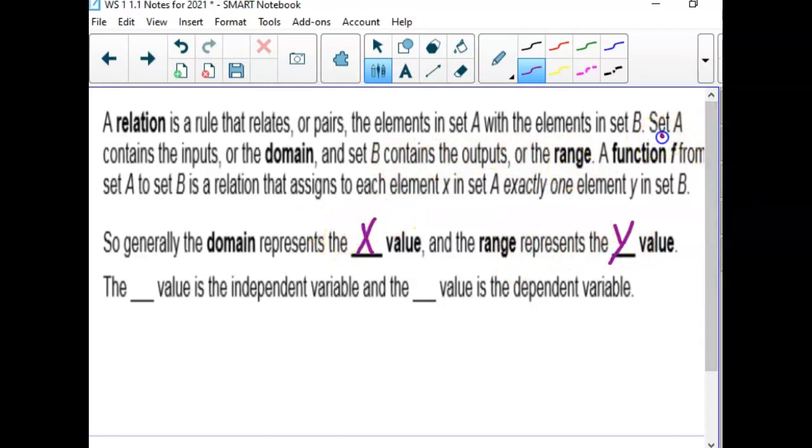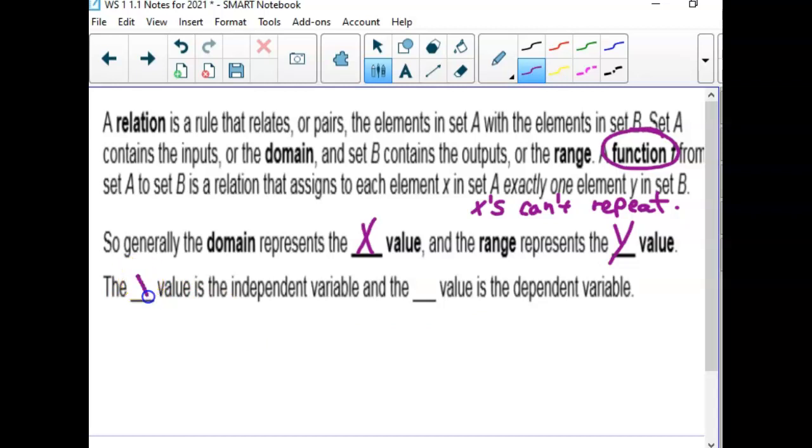A function, if it's a function from set A to set B, is a relation that assigns each element in A to exactly one element in B. When you're talking about a function graphed, it means it has to pass the vertical line test. If you're talking about a list, it means the X's can't repeat and be paired with more than one Y.